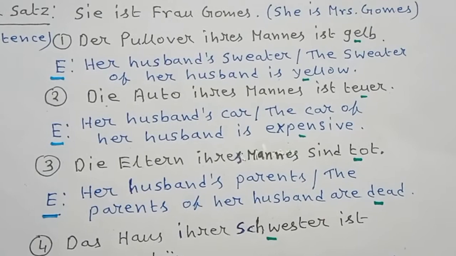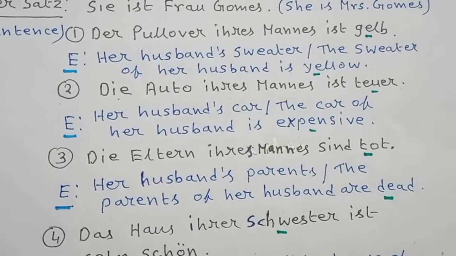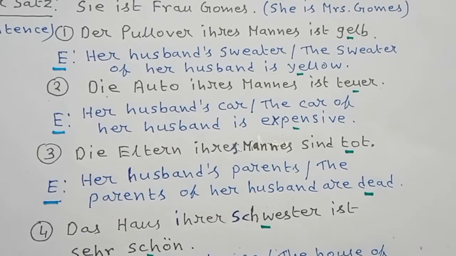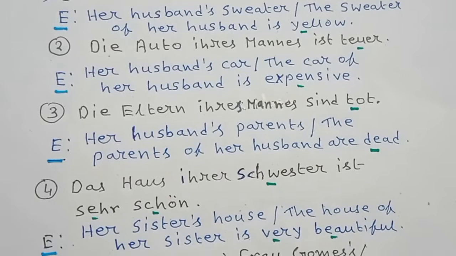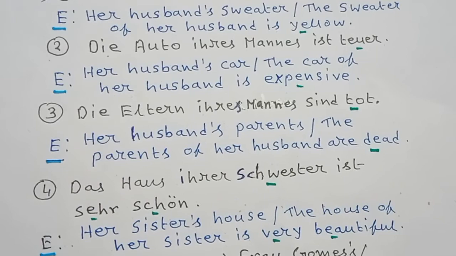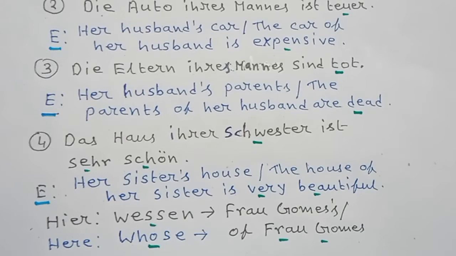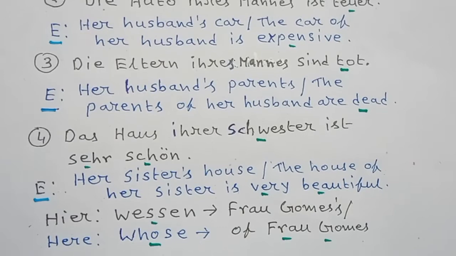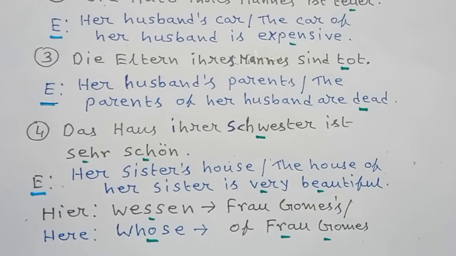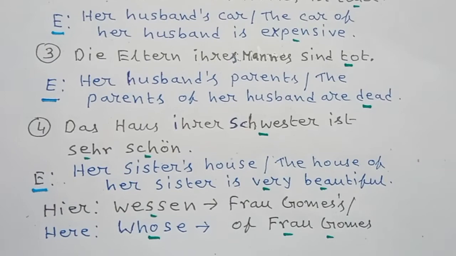Number two: Das Auto ihres Mannes ist teuer. Her husband's car, or the car of her husband, is expensive. Number three: Die Eltern ihres Mannes sind tot. Her husband's parents, or the parents of her husband, are dead. Number four: Das Haus ihrer Schwester ist sehr schön. Her sister's house, or the house of her sister, is very beautiful. Here, wessen, whose: of Frau Gomes. Wessen, whose, here is the possession.